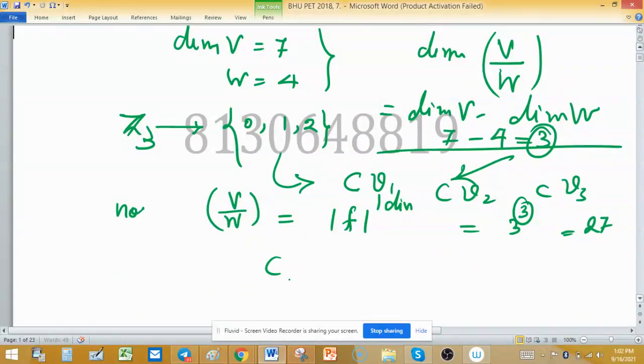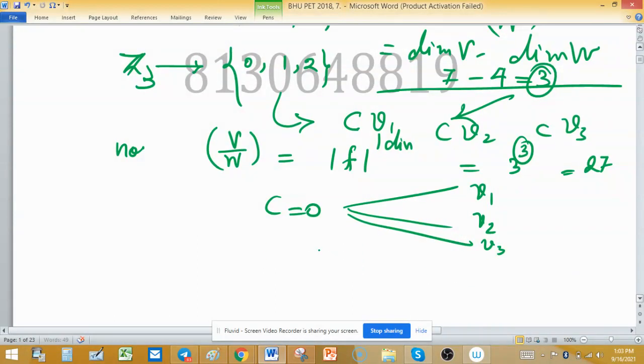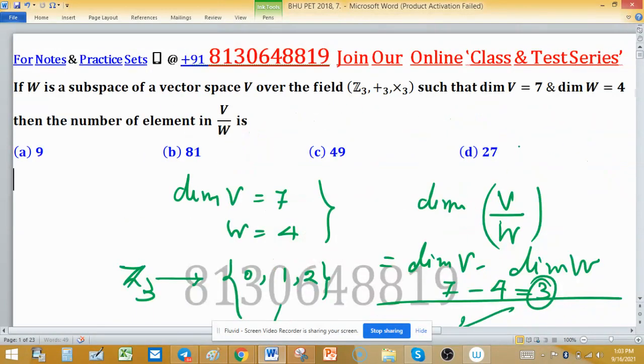if we choose element C equal to 0 from Z3, and we have 3 independent vectors V1, V2, V3, so 0 times V1, 0 times V2, 0 times V3 will be new elements. Similarly, if we choose C equal to 1, then again there will be new elements, and if I choose C equal to 2, then others will be new elements. So we have 3 choices for each of the 3 independent vectors. So 3 into 3 into 3 means 27 are new elements in this. So according to this, option D.